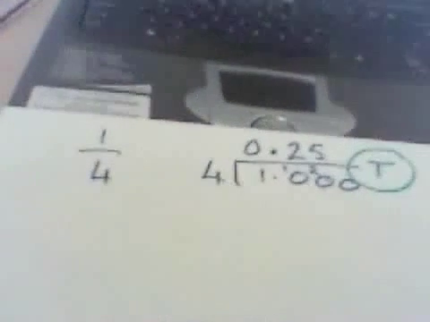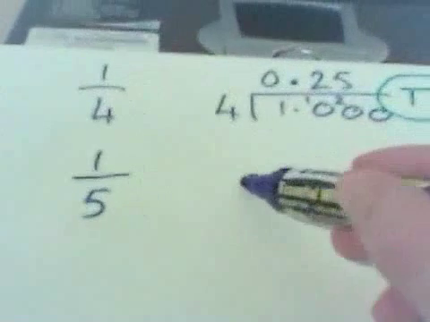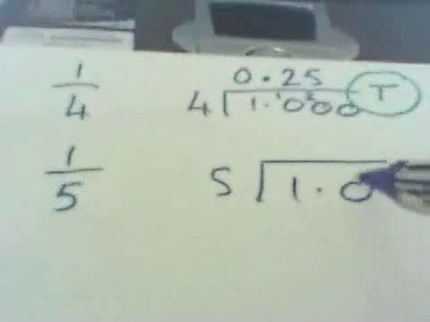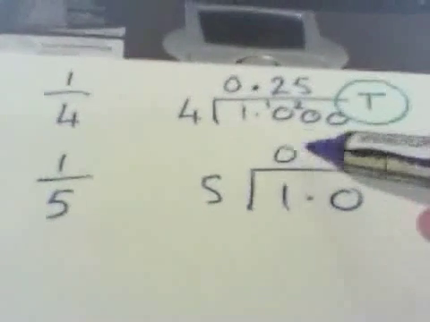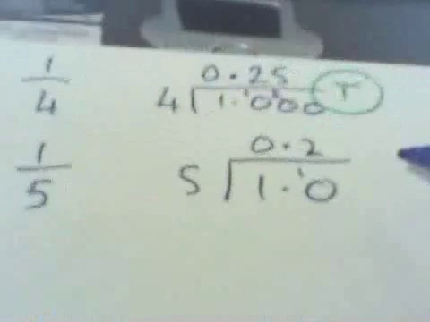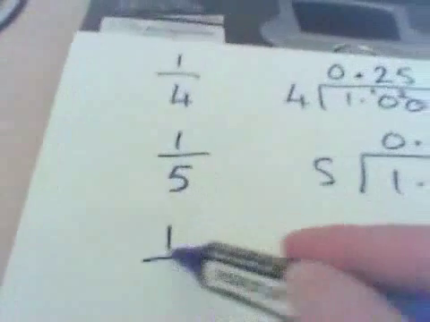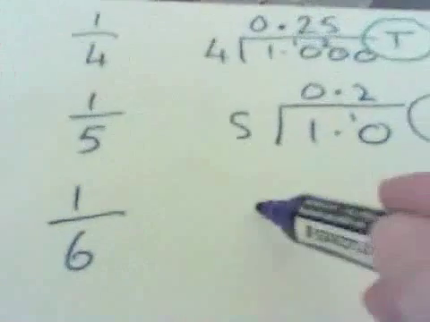And now I'm going to go for a 5th. 5's into 1 goes none, carry the 1. 5's into 10 goes 2, none left over. It's stopped again, it's a terminating. Let's go on to a 6th. Hopefully something interesting is going to happen there.